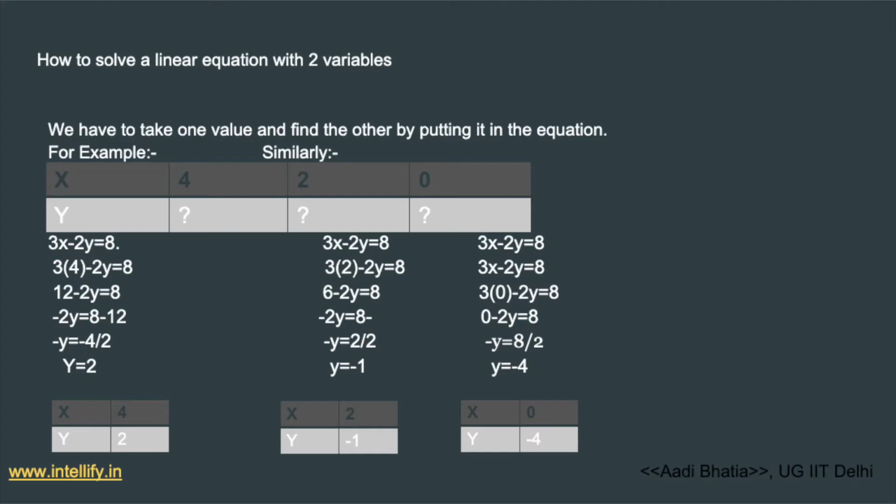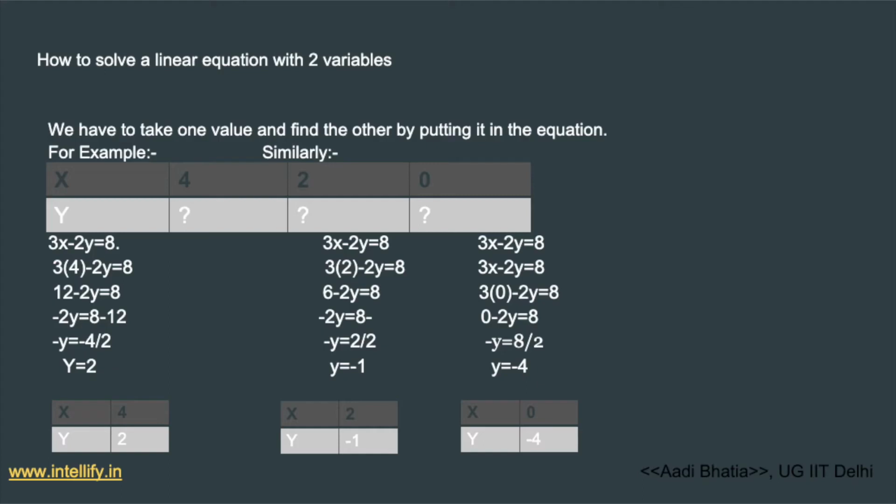So we'll multiply 3 into 4, subtracted by 2y, which is equal to 8. So 12 minus 2y is equal to 8, which finally leads to minus 2y is equal to 8 minus 12, and hence y is equal to 2. And in the second equation we'll take 2 as x, where we multiply 3 into 2 and get 6, and completing the equation, y is equal to minus 1.